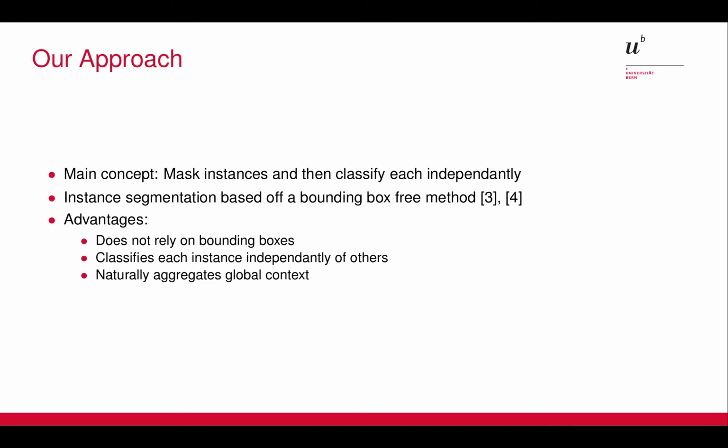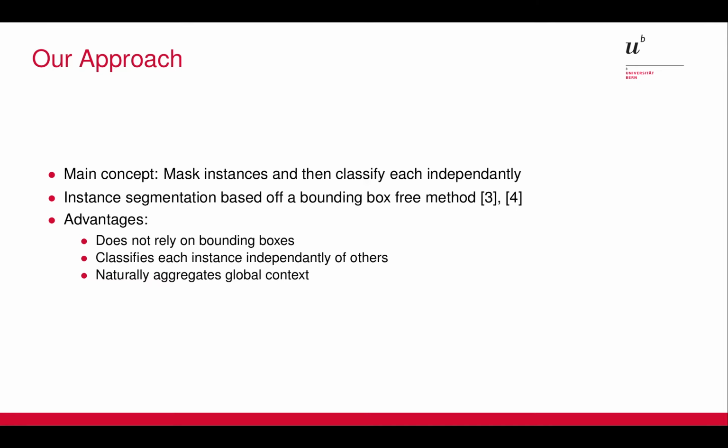To overcome the aforementioned issues, we propose our mask and classify method. The main concept is that we first mask all object instances, and then classify them independently, using only pixels which belong to that object. We use an instance segmentation-based method, which does not rely on bounding boxes. The advantages of our method are manifold.